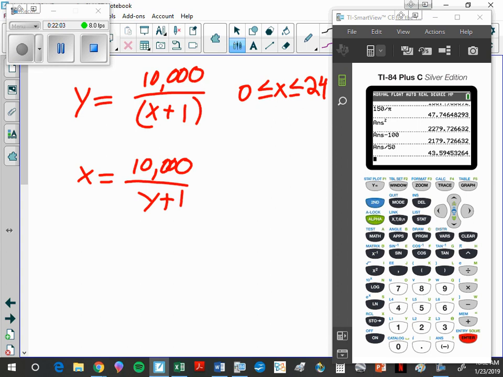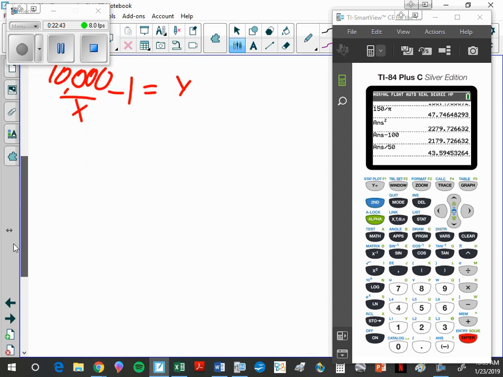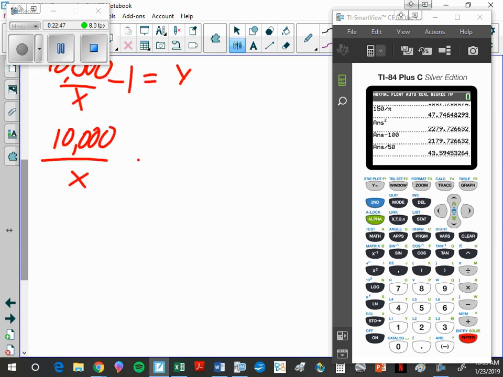How do we solve for y? We can just cross multiply. 10,000 is equal to x times (y plus 1). Now what? Divide by x, and I get 10,000 over x is equal to y plus 1. Now I subtract 1, and I get that. I didn't write that very well, let me fix that. So 10,000 over x, minus 1, equals y. Okay, that's pretty easy.